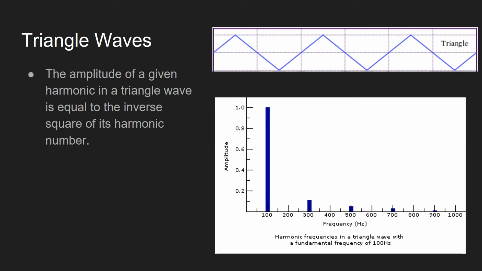So another waveform is the triangle wave, where mathematically the amplitude of a given harmonic in a triangle wave is equal to the inverse square of its harmonic number. And looking at the graph, we can see it looks like a triangle wave. And at the frequency graph below, we see that there are not many other frequencies. There's really predominantly that first frequency that is the most present.